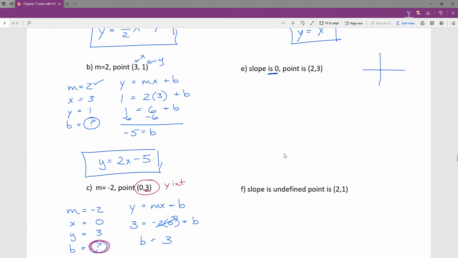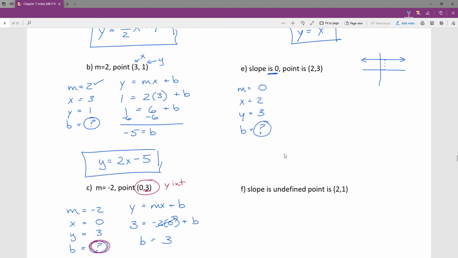There is a point of 2 and 3, so over 2 and up 3, that the line goes through. So the line is going to be actually horizontal through that line. If I want to try and do this as much as I can with that same strategy, this one's going to work okay, but not be super fantastic. So let's try it. We've got m being 0, x is 2, y is 3, and b is my question mark.